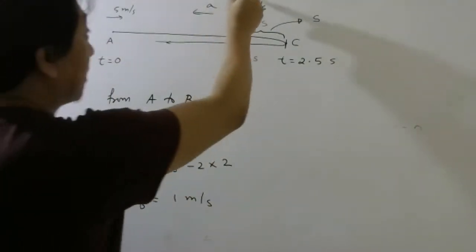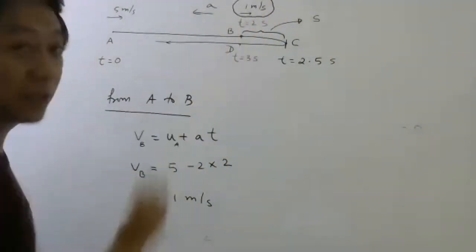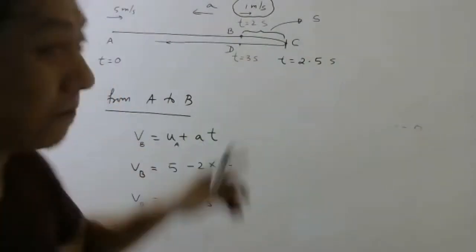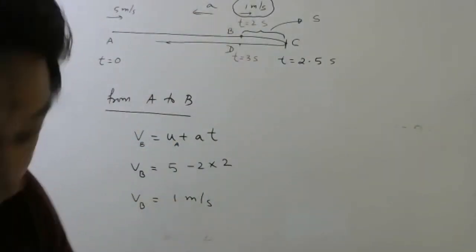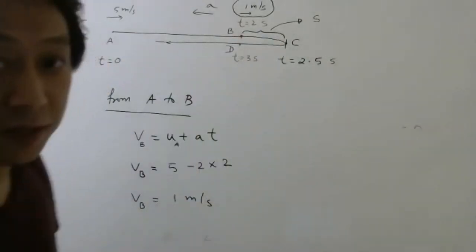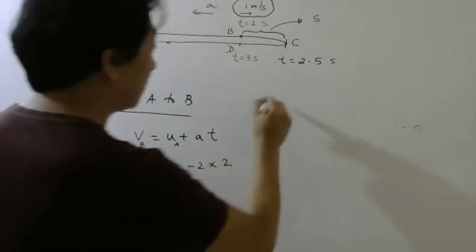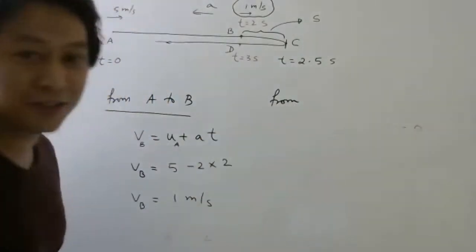But let me put a circle here. Why circle? Because I have found it. It was not given in the question. I have found it. Now, remember I want this distance. So now I will use my kinematic equations from, can you guess from where to where I will use now?